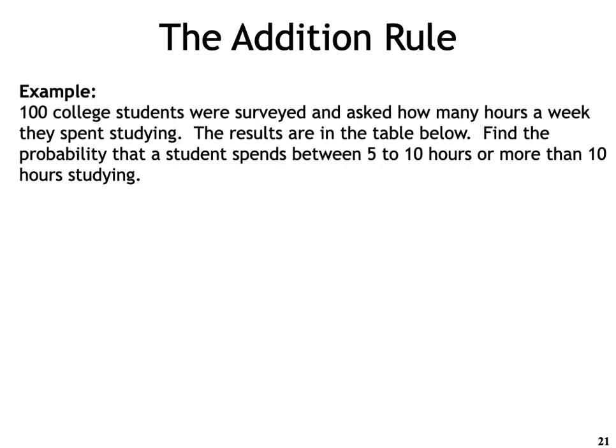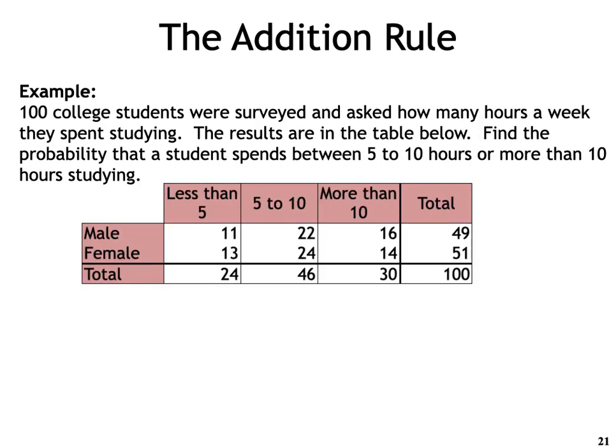Now, let's have another example. Say our data is presented in tabular form. We have 100 college students that were surveyed and asked how many hours a week they spent studying. The results are in the table below. We are asked to find the probability that a student spends between 5 to 10 hours or, take note, or more than 10 hours studying. So we're interested in the event that the student spends between 5 to 10 hours, which is this column.